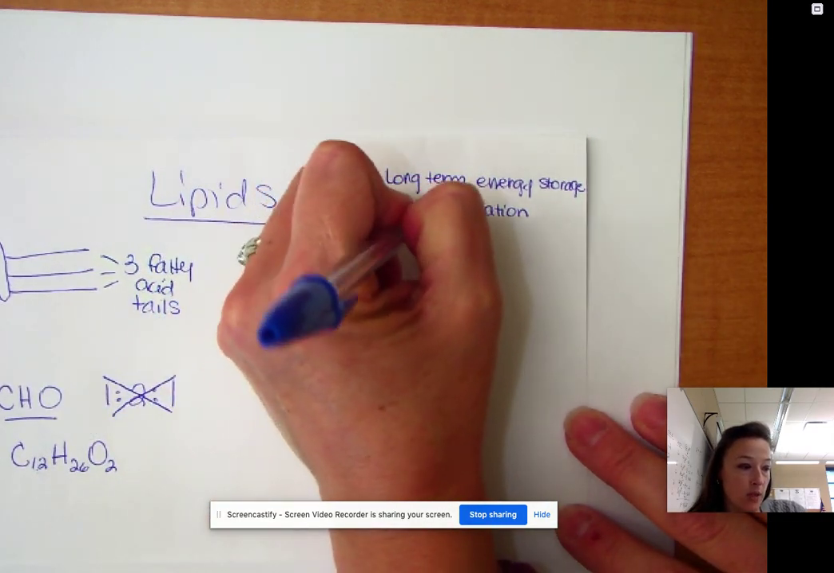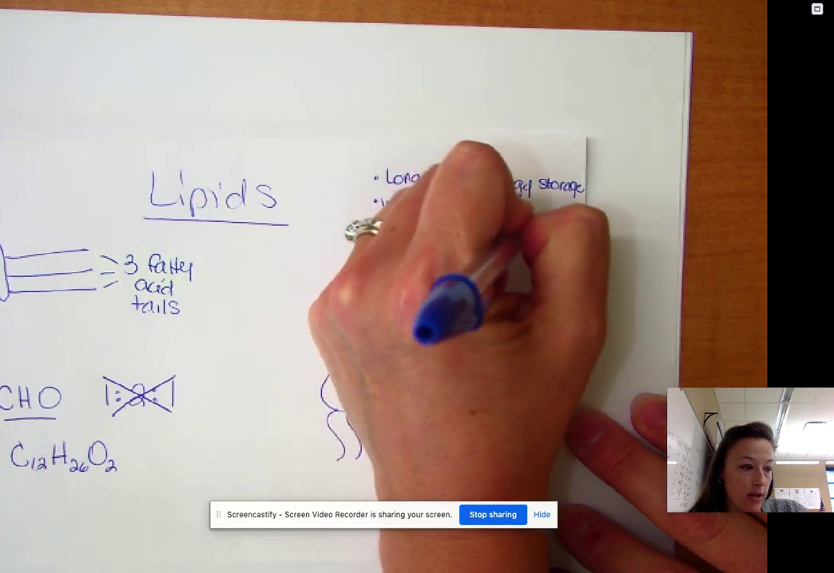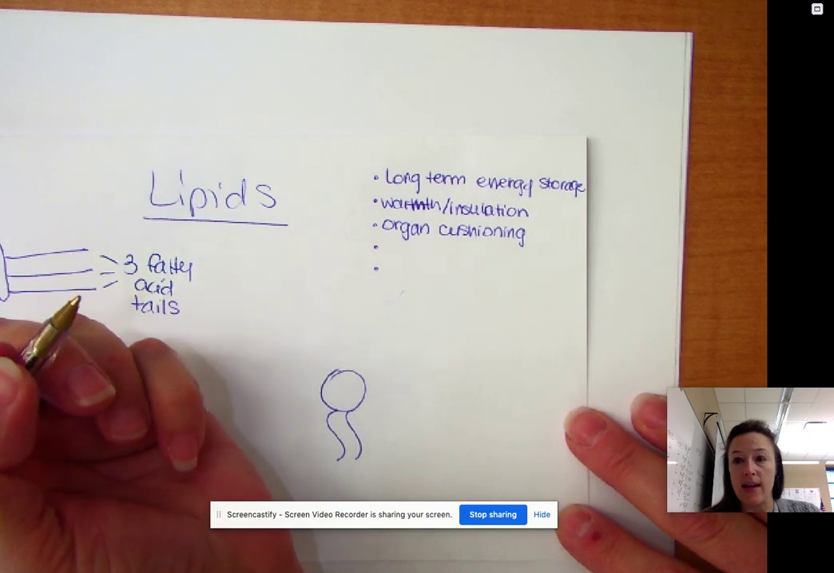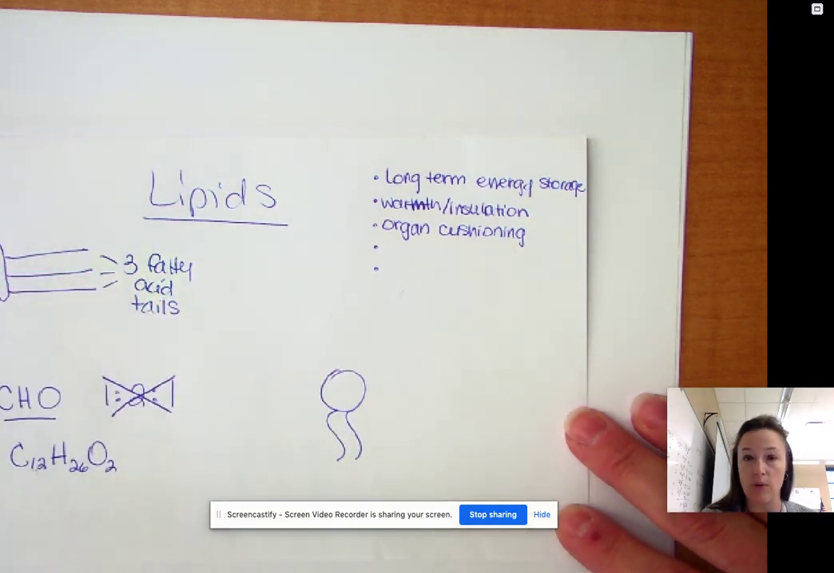Organ cushioning. We do use this. We have a lot of fat around our major organs like your heart, and that is just providing kind of a shock absorbent. So if you were to slam your body, let's say you were in a wreck and you slammed against the steering wheel, it's going to absorb some of that shock and protect your heart.